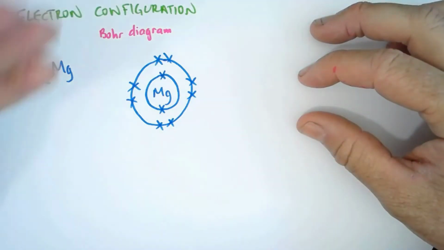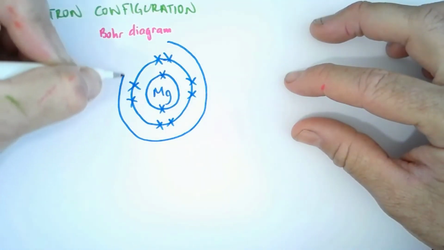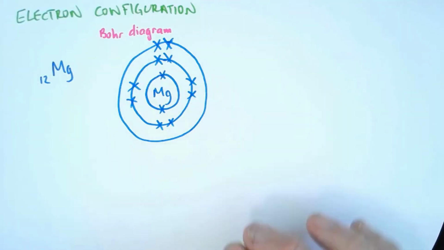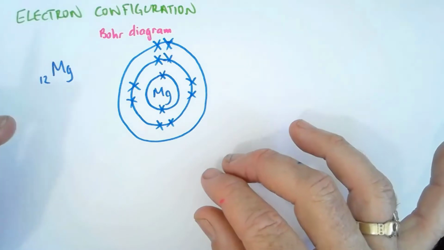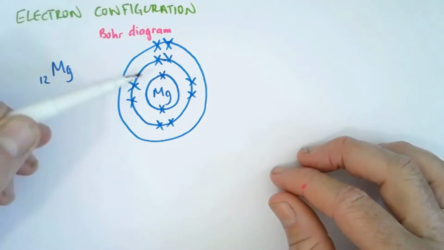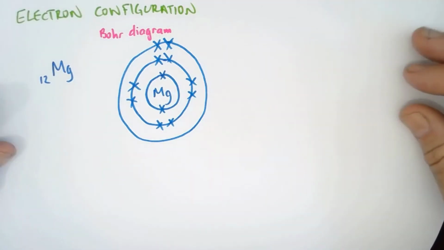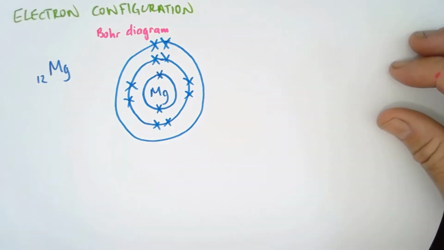So we need to then move out to a third electron shell. The third electron shell, we're going to have another 2 electrons. So this is a Bohr diagram for magnesium. It shows that there's 2 electrons in the innermost shell, 8 electrons in the second shell, another 2 electrons in the third shell. So there's some certain rules here for our electron configuration.